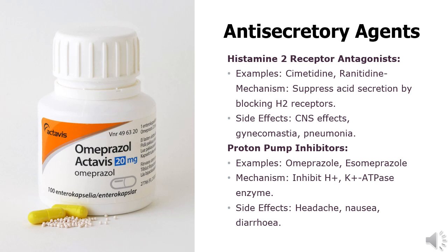Antisecretory agents are divided into two main categories. Histamine type 2 receptor antagonists like cimetidine and ranitidine work by blocking histamine type 2 receptors, or H2 receptors, thus suppressing acid secretion. Proton pump inhibitors, on the other hand, like omeprazole and esomeprazole, inhibit the proton potassium ATPase enzyme, which is essential for acid production. These drugs are effective but may cause side effects such as headache, nausea, and diarrhea.